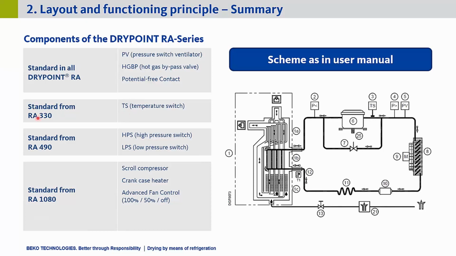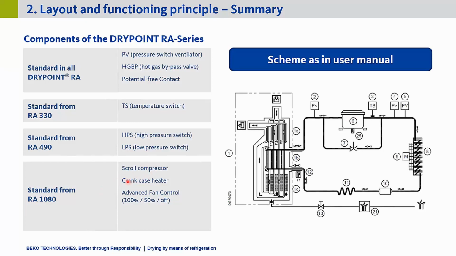So standard beginning from the RA330 series, we have the temperature switch as first, let's say, luxury element. And then from 490 and upwards, we also get the high pressure and low pressure switch. And then beginning from the bigger dryers, bigger than 1000 cubic meters per hour, we have different compressors in the refrigerant circuit, like scroll compressors.